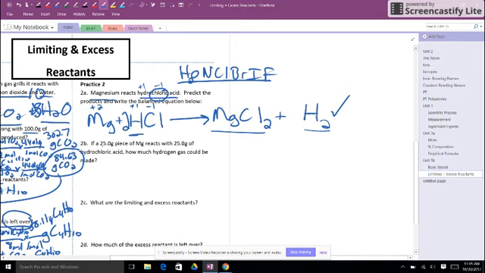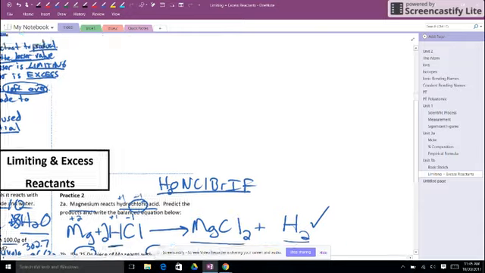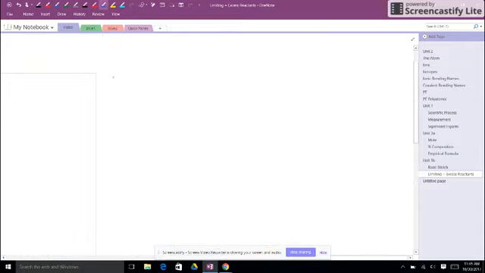Okay, now question 2b, if a 25-gram piece of magnesium reacts with 25 grams of hydrochloric acid, how much hydrogen gas could be made? So now I know this is a limiting reactant problem because I have an amount of one reactant here and I have an amount of a second reactant here. Whenever we have amounts of more than one reactant, we're going to follow this process. So the first thing we're going to do here, let's turn the amounts of each reactant into product. And it said for how much hydrogen, let's just go to grams here.